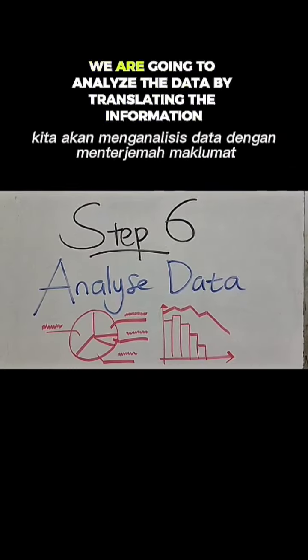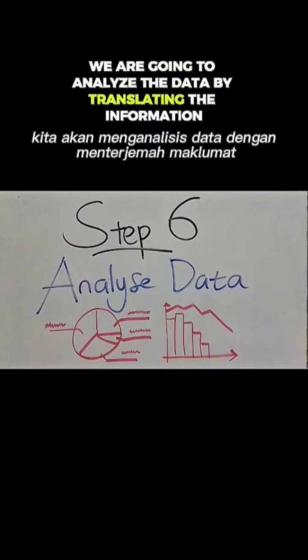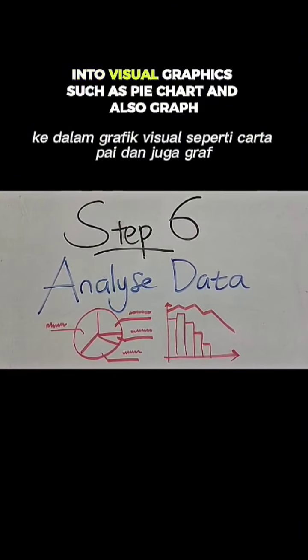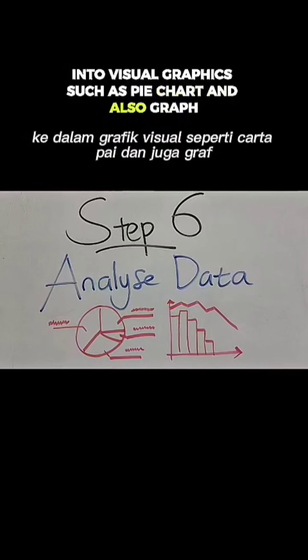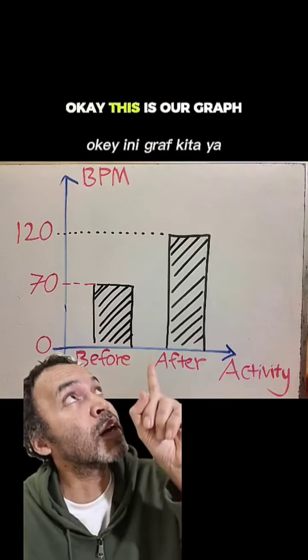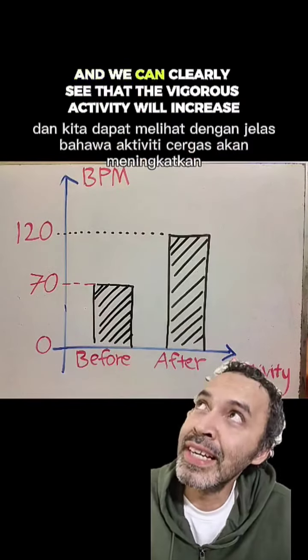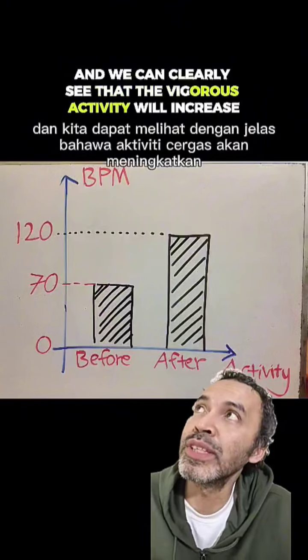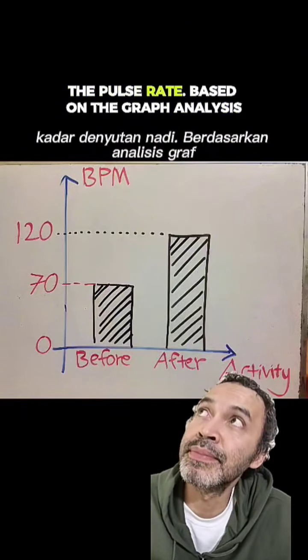In step 6, we are going to analyze the data by translating the information into visual graphics such as pie chart and also graph. Okay, this is our graph. And we can clearly see that the vigorous activity will increase the pulse rate.